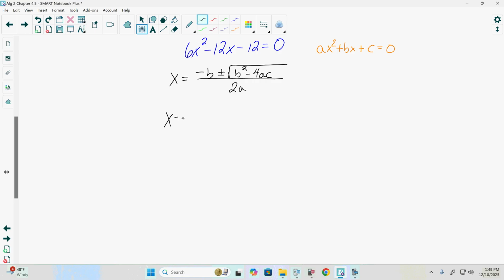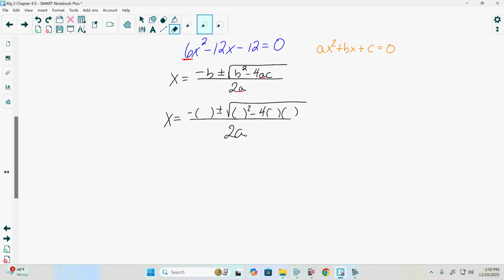At this point here, we just need to plug the values of a, b, and c into their respective places. Now the a value, a is the number in front of x squared. So the two places a shows up, one is inside the radical and the other is on the bottom of the fraction, so we'd fill 6 into both of those places.